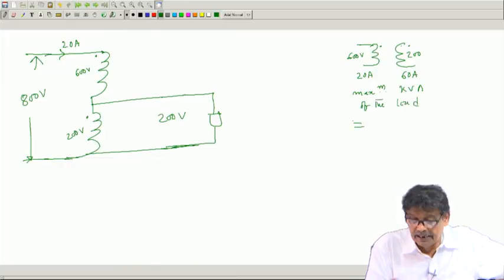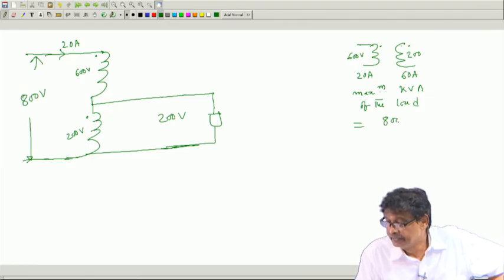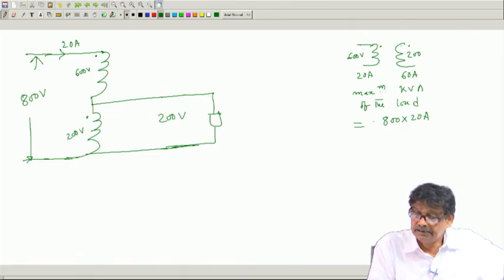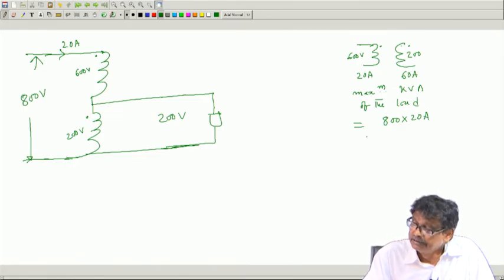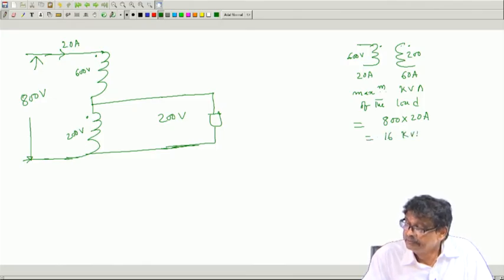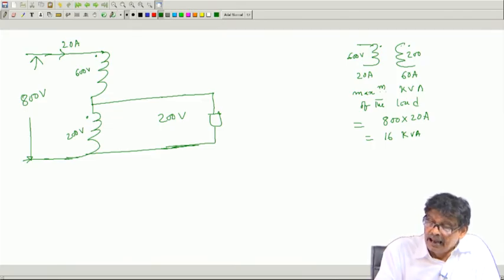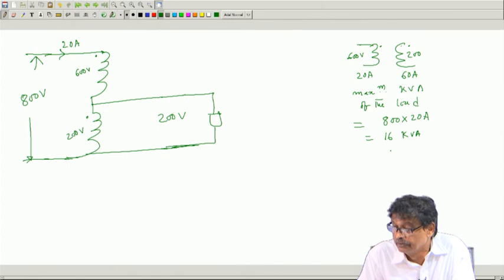should be 800 into 20 ampere, 800 into 20 ampere, that is 16 kVA, and this 16 kVA will come here. I know the voltage. So, 16,000 divided by 200, 80 ampere.